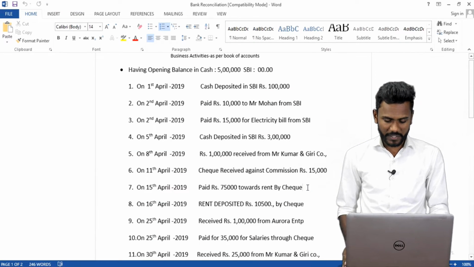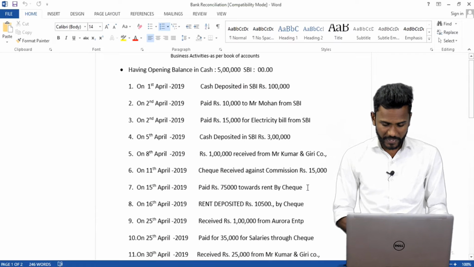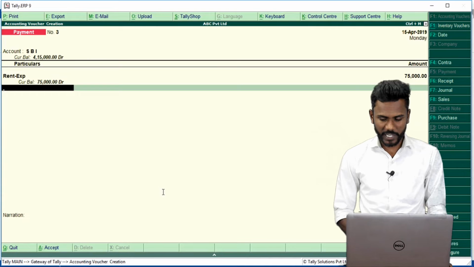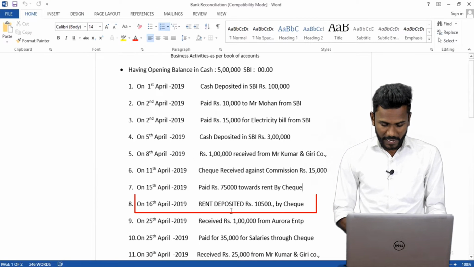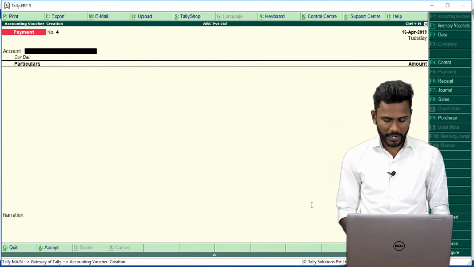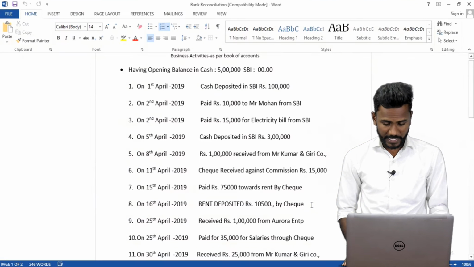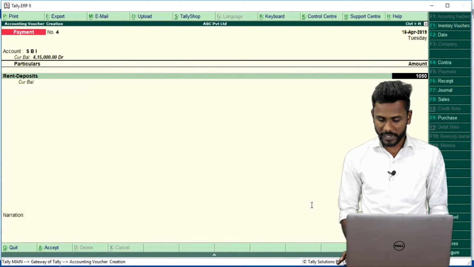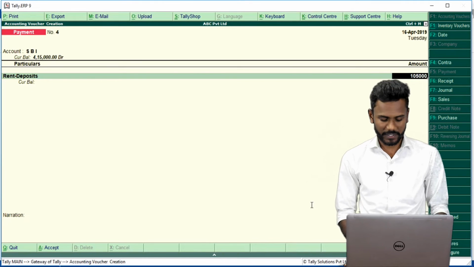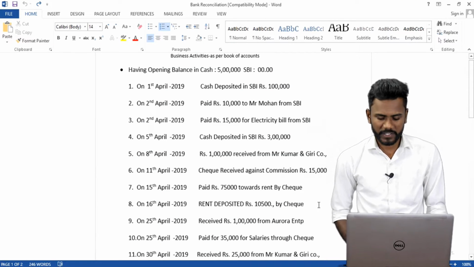The value of rent is around 75,000, and this is happening on 15th of April. Control plus S to save. And next we have the next activity on 16th of April. So press F2 to change the date. On 16th of April, again paid for rent deposit, and the rent deposit is rupees 10,500. Just for the sake of an example, I'm giving some figures here.